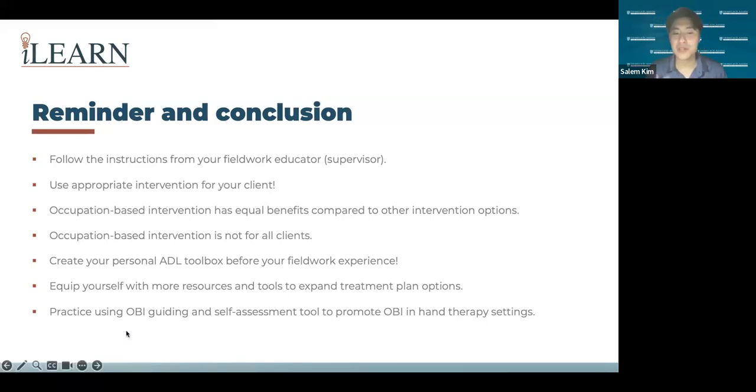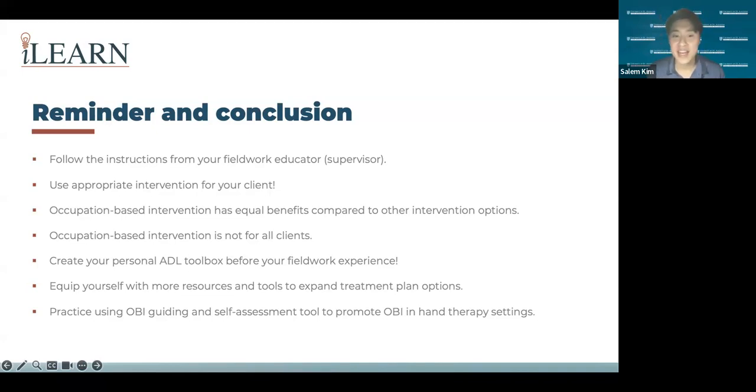Equip yourself with more resources and tools, not just an ADL toolbox. Reach out to your professors when you're having difficulties coming up with different treatment plan ideas, or use the library websites to look up different resources for your hand therapy treatment as well.